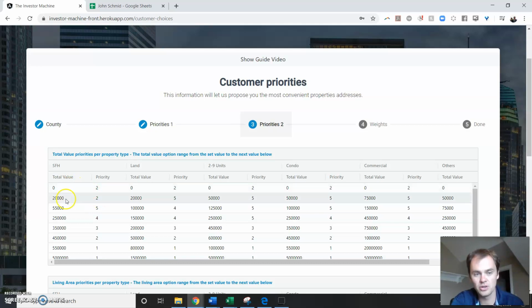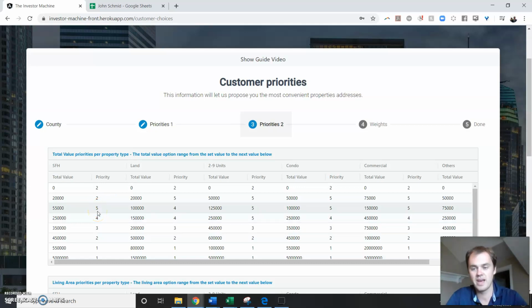So we have 0 to 20,000, 20,000 to 55,000, then 55,000 to. So the way it works here, and this is really on both of them, it's 0 to this. So when you're saying this number, it's the gap between the number to the left of it and the number one down from it. So 55,000 to 250,000 is a 5. That's my ideal.